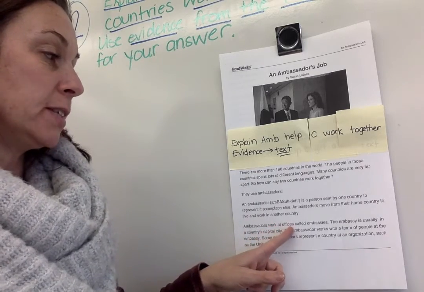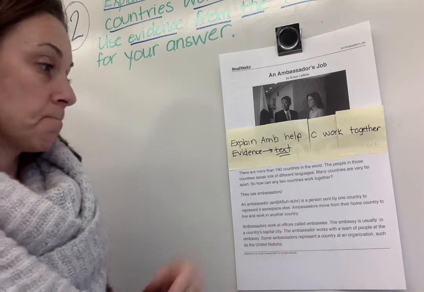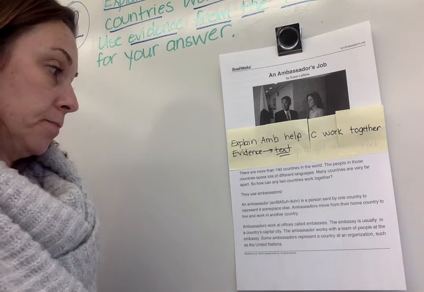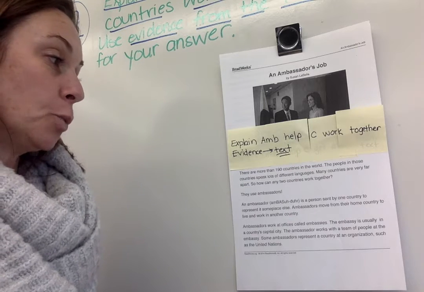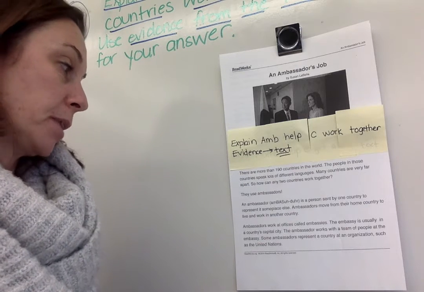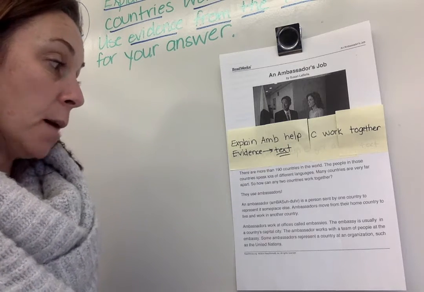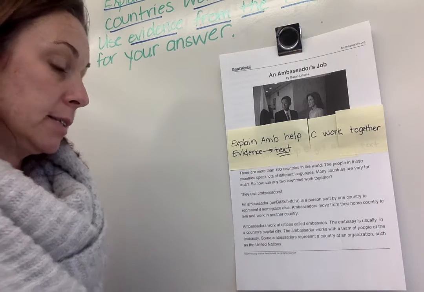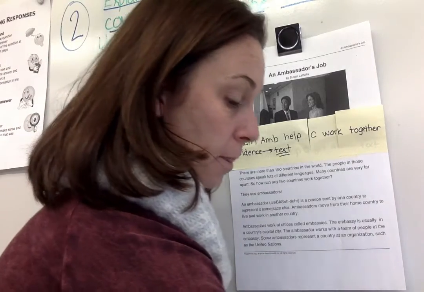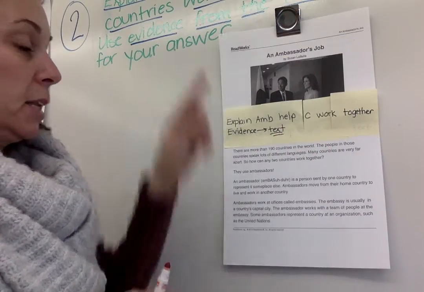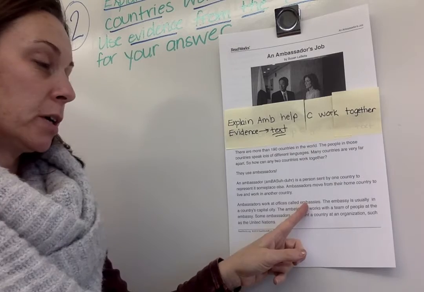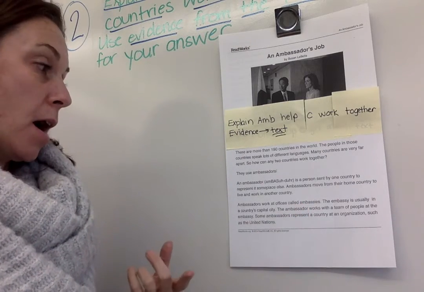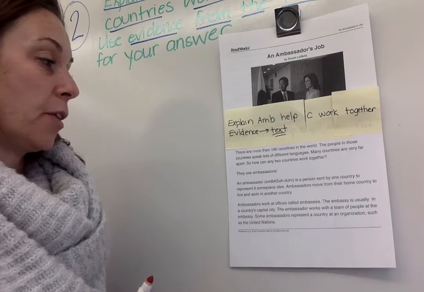Ambassadors work at offices called embassies. The embassy is usually in a country's capital city. The ambassador works with a team of people at the embassy. Some ambassadors represent a country at an organization, such as the United Nations. So it tells me a little bit about where ambassadors work. Does it tell me how they help countries get along or work together?